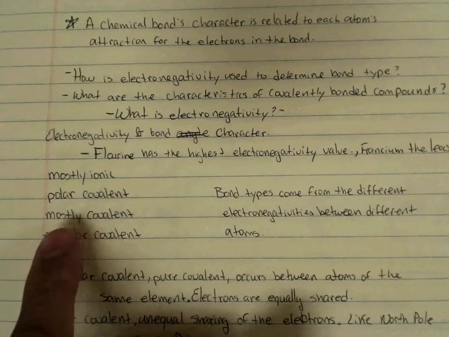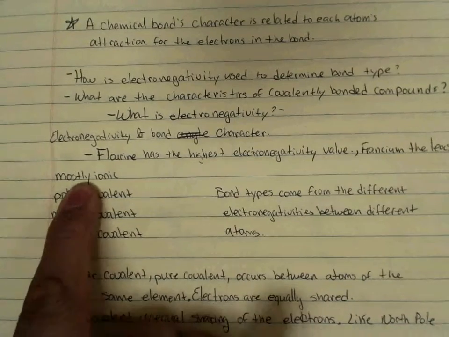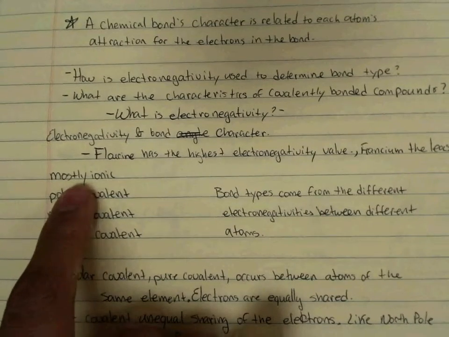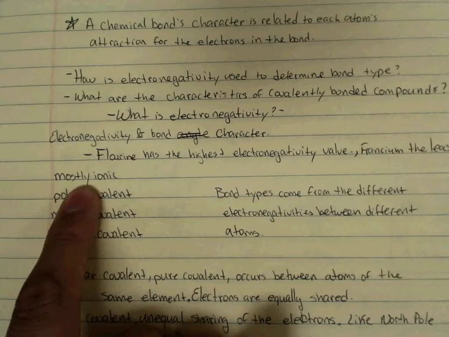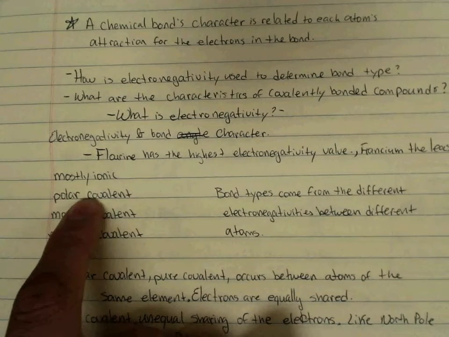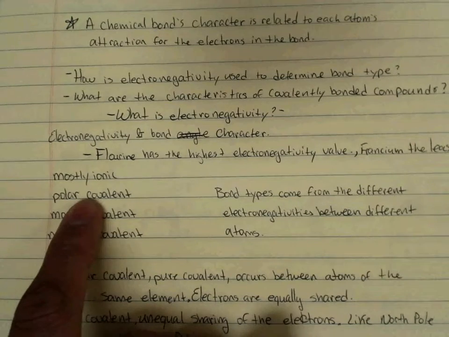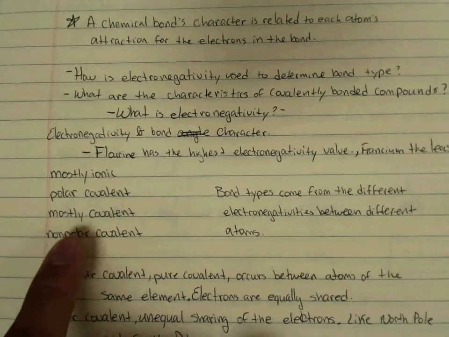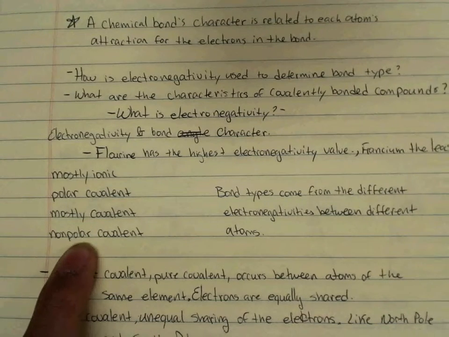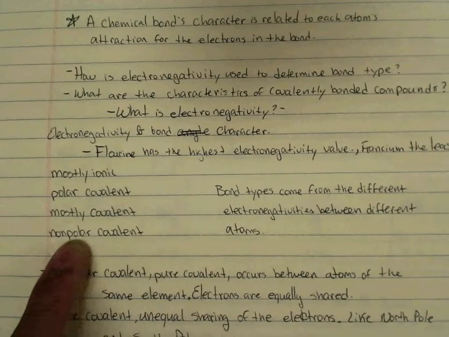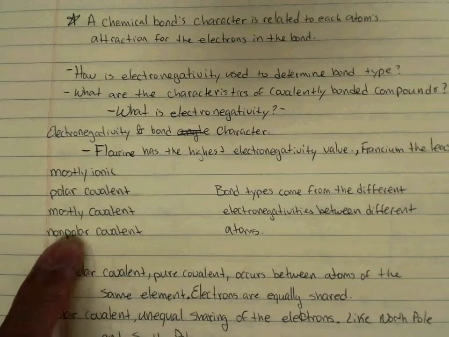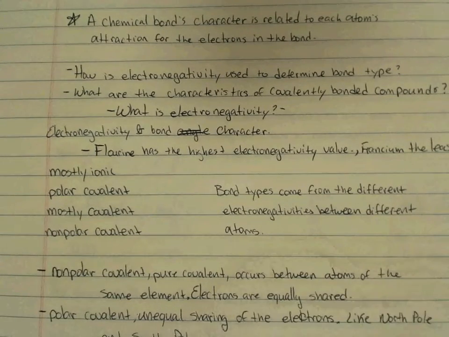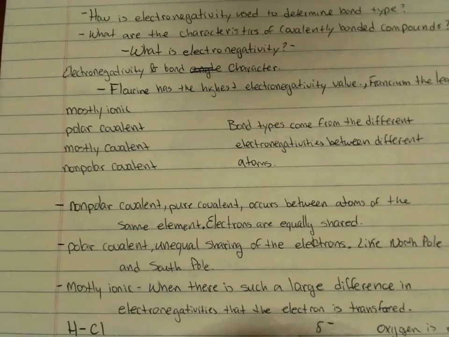So we can have different types of bonds. We can have bonds that are mostly ionic, so you're actually kind of taking the electron away. We have polar covalent, where one is holding on to them a little bit more. We have mostly covalent, so mostly sharing, and then we have nonpolar, where we actually have equal sharing. I like to think of nonpolar covalent as twins. So bond types come from different electronegativities between two atoms.